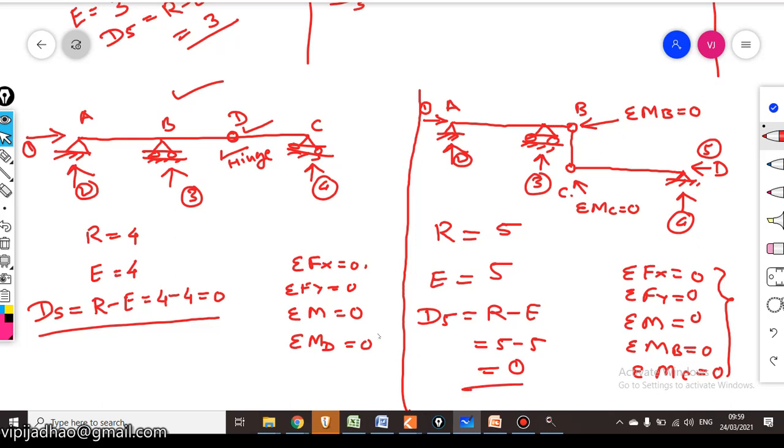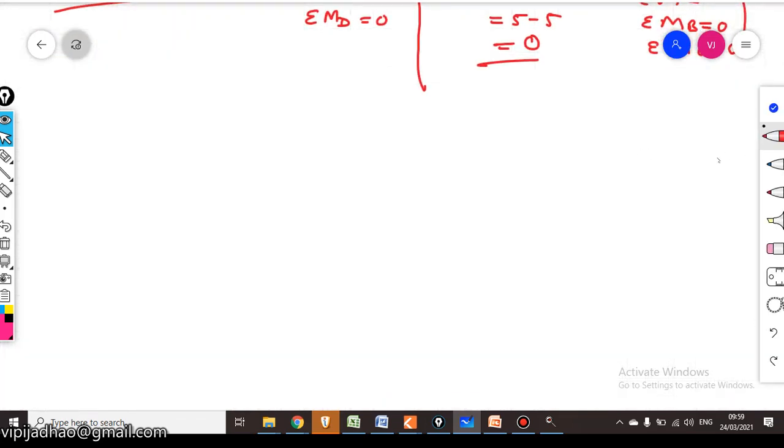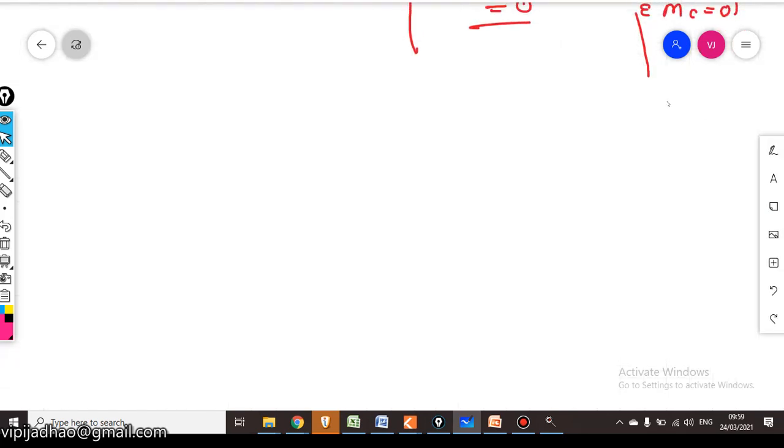So this is how the degree of static indeterminacy is determined for beams, whereas there is a different procedure for determining the degree of static indeterminacy in case of rigid frames. Okay, in case of rigid frames. What is a rigid frame? A frame or structural system in which the members are connected with each other by using a rigid joint. Okay, and then what is a rigid joint?